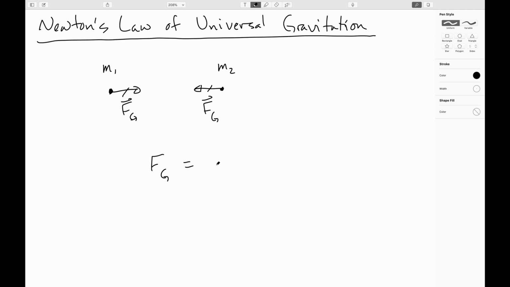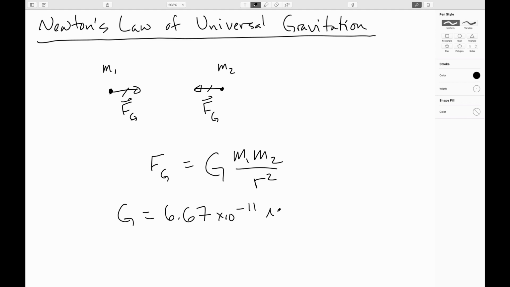The magnitude of the force is equal to big G, so don't confuse this with little g, big G m1 m2 over r squared. Now this big G is a number basically to make the units work. It's called the universal gravitational constant. It's equal to 6.67 times 10 to the negative 11 Newton meters squared per kilogram squared.